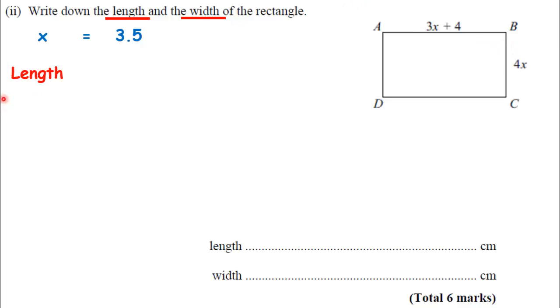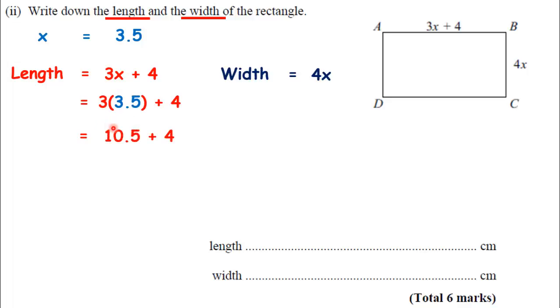So the length, as I said, was 3x plus 4. So it's 3 times 3.5 plus 4. The width is 4x, that's 4 times 3.5. Let's just do this for the length. 3 times 3.5 plus 4 is equal to 10.5 plus 4, and that's 14.5. Put that in the answer space. For the width, that's going to be 4 times 3.5, bang on 14, and that goes in the answer space. Show a little bit of workings with it, but it is pretty straightforward.